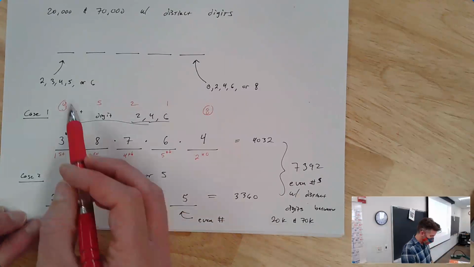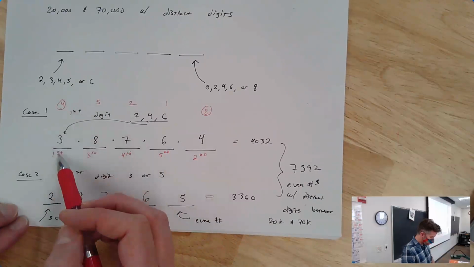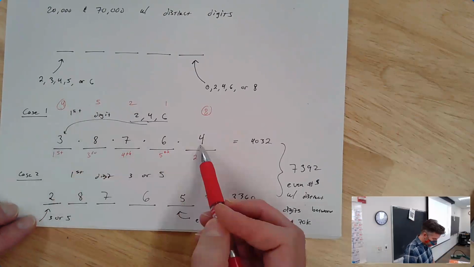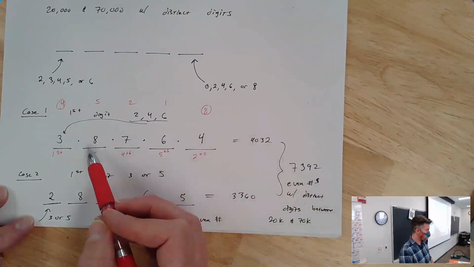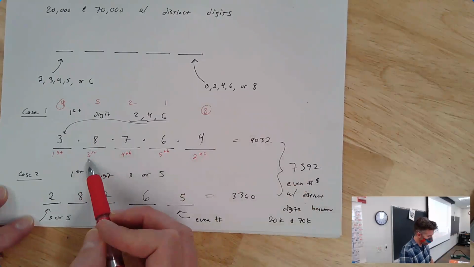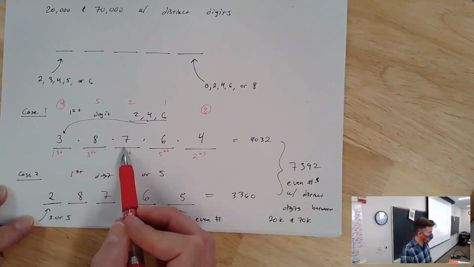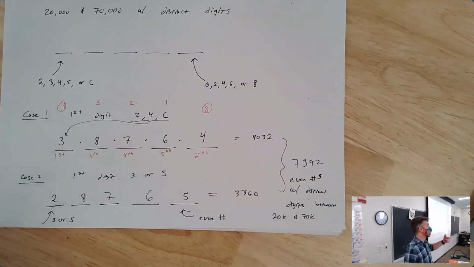But definitely, right, in this first spot, there's only 3 things to choose from. In this last spot, there are 4 things to choose from. And then in the second spot, there are 8 things, then 7 things, and 6 things to choose from because they have to be distinct.